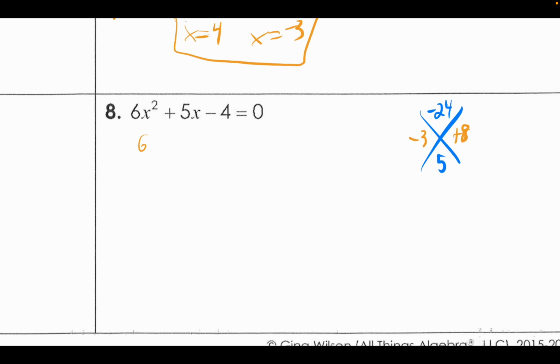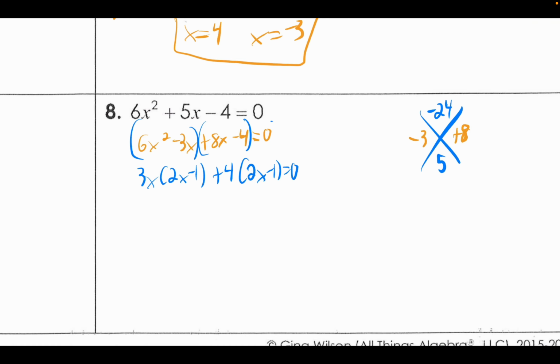Now we can split the middle and go 6x squared minus 3x plus 8x minus 4, remembering that we could interchange those two terms in the middle. Group the first two, group the last two, and the first two have a GCF of 3x, and so we're left with 2x minus 1. The last two have a GCF of positive 4, and we're left with 2x minus 1 again. Then we put the same in one parenthesis, and we put the leftovers in the other, 3x plus 4, the outsides.